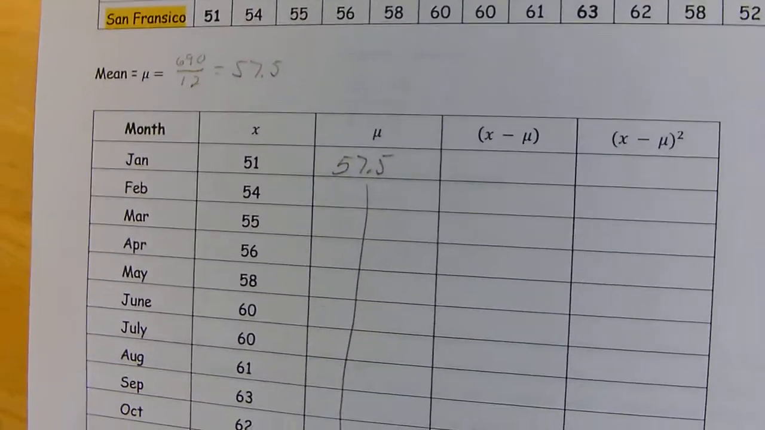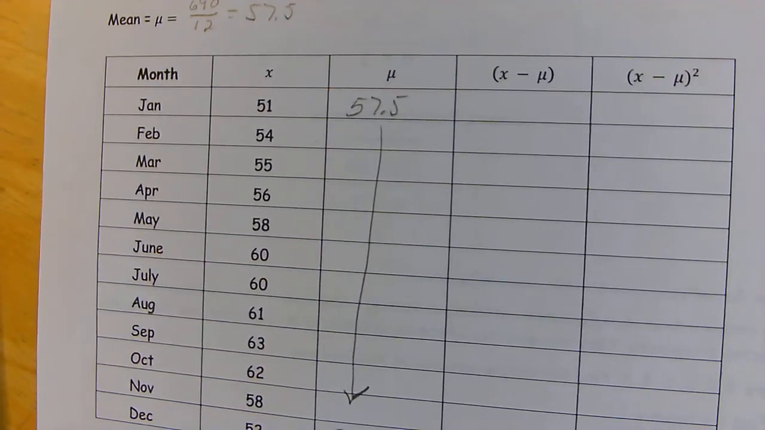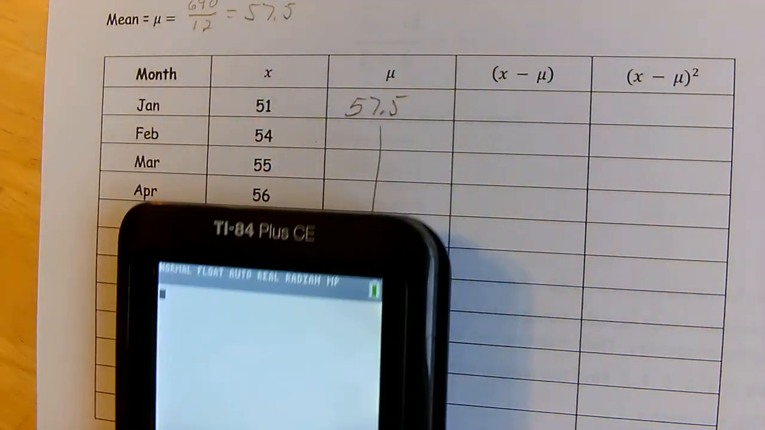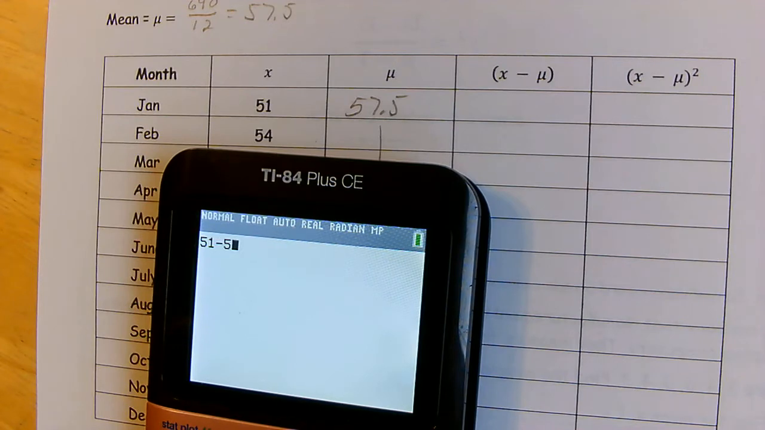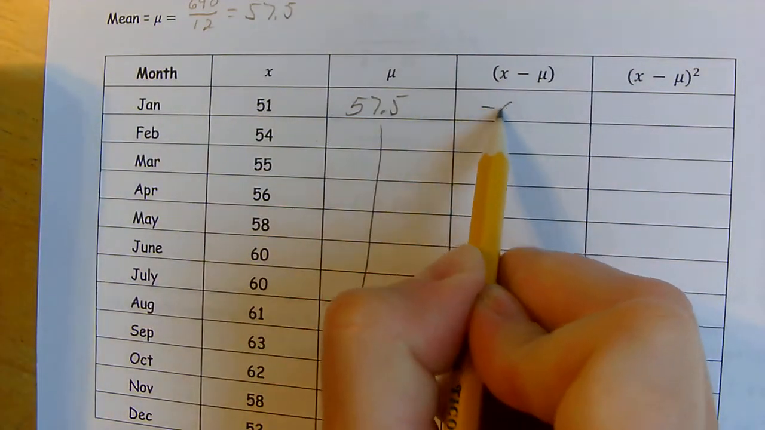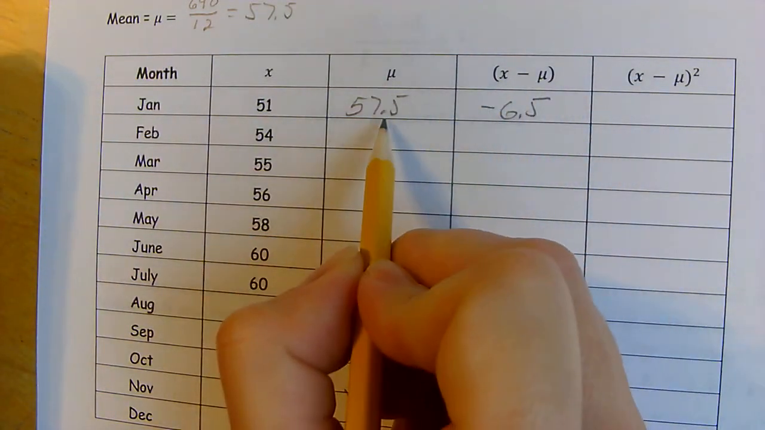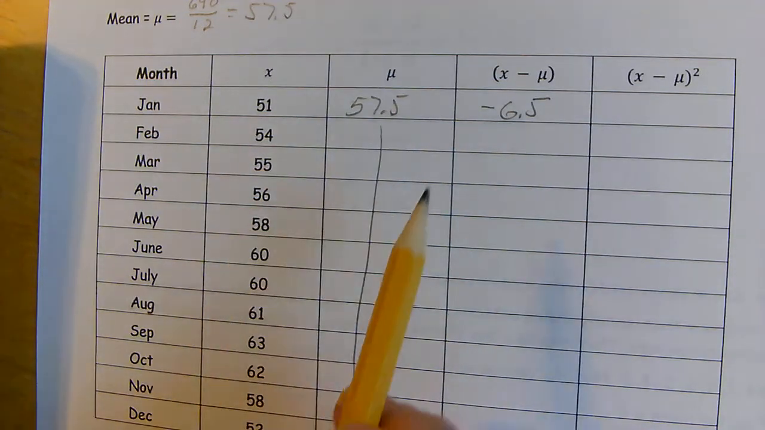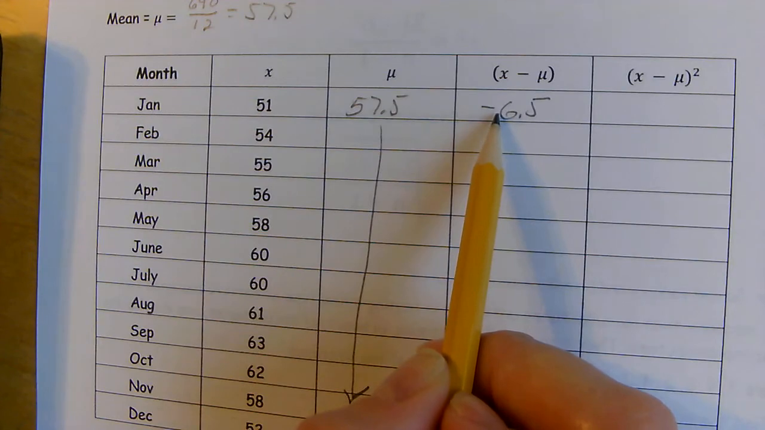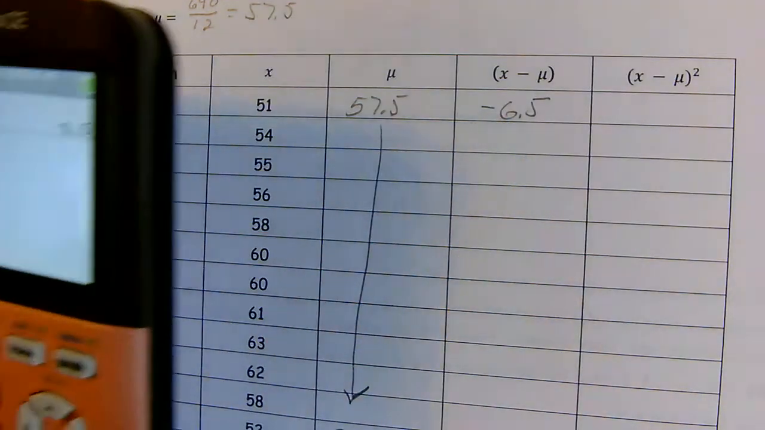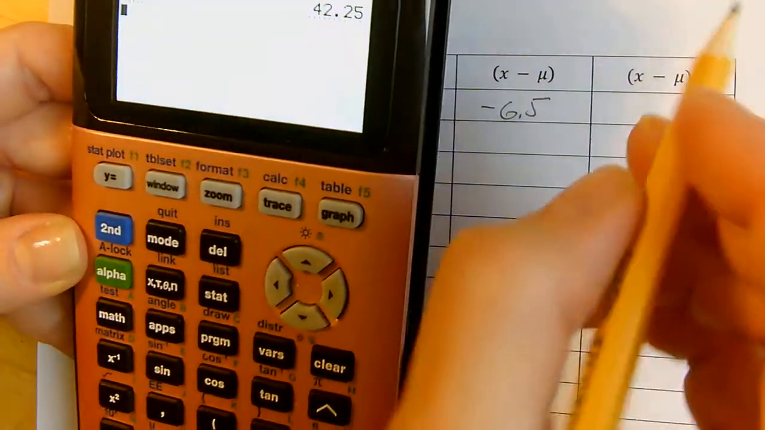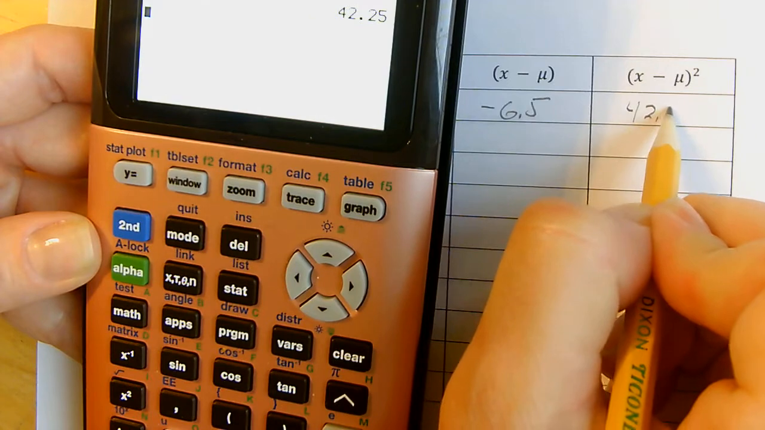Then I'm going to need to find each temperature's distance to the mean. If January was 51, that is 6.5 degrees below the average. In this column here, we're going to be squaring this number because we want to get rid of all our negative signs. So I'm just going to go ahead and square that while it's here.